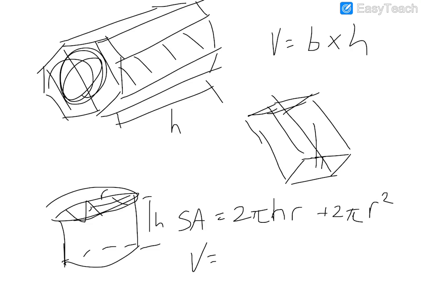And then volume is equal to pi r squared times height. And you can think of it as taking a flat circle and stacking it until it reaches its height h, and that's how you get the volume there.